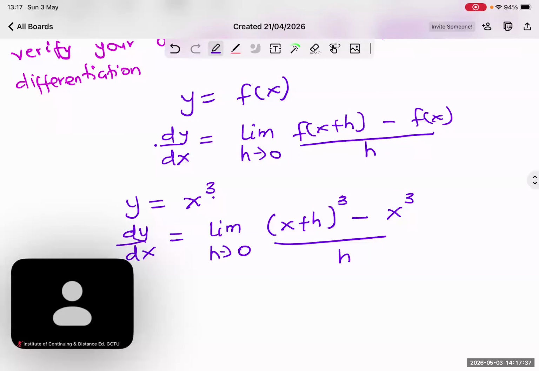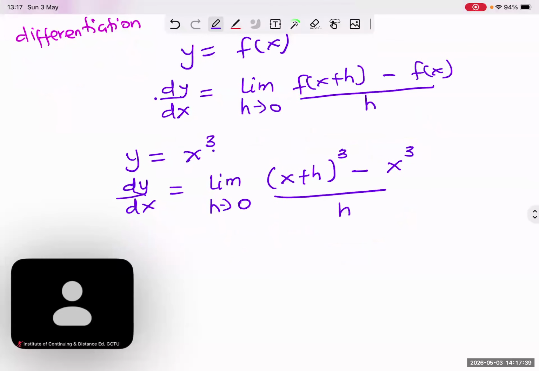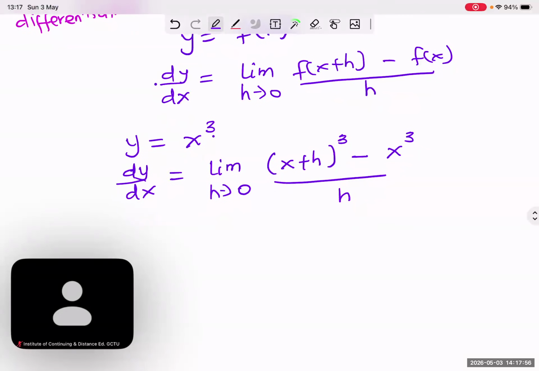Now, I must admit, this is one of the daunting tasks when you want to use the first principle of derivative. The only thing that changes is this part here. Go to the function, wherever you see x, remove it, and then put x plus h there. Everything else, you need to maintain it. What we are left with is to simplify the expression that we have.